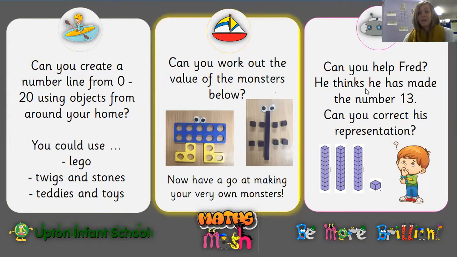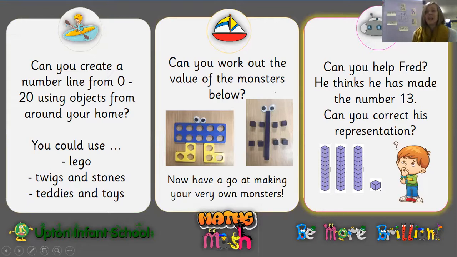And if you want to have a final challenge, then we've got poor Fred here, and we need to see if we can help Fred, because he thinks he has made the number 13. And if you have a look down here, this is what he's used. He's used a 10, a 10, a 10, and a 1. So can you correct his representation? What has he done wrong, and how could you problem solve it?